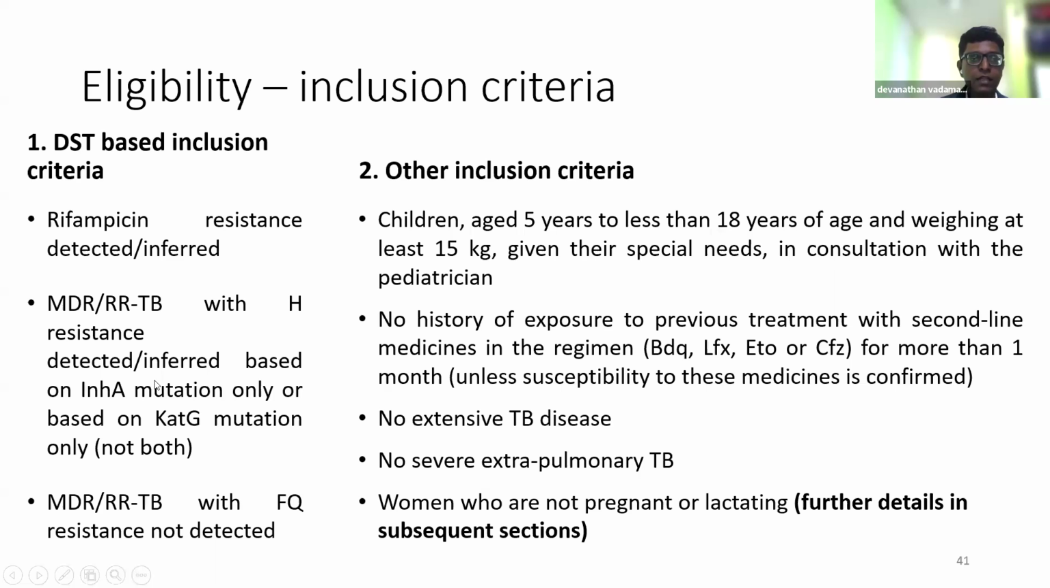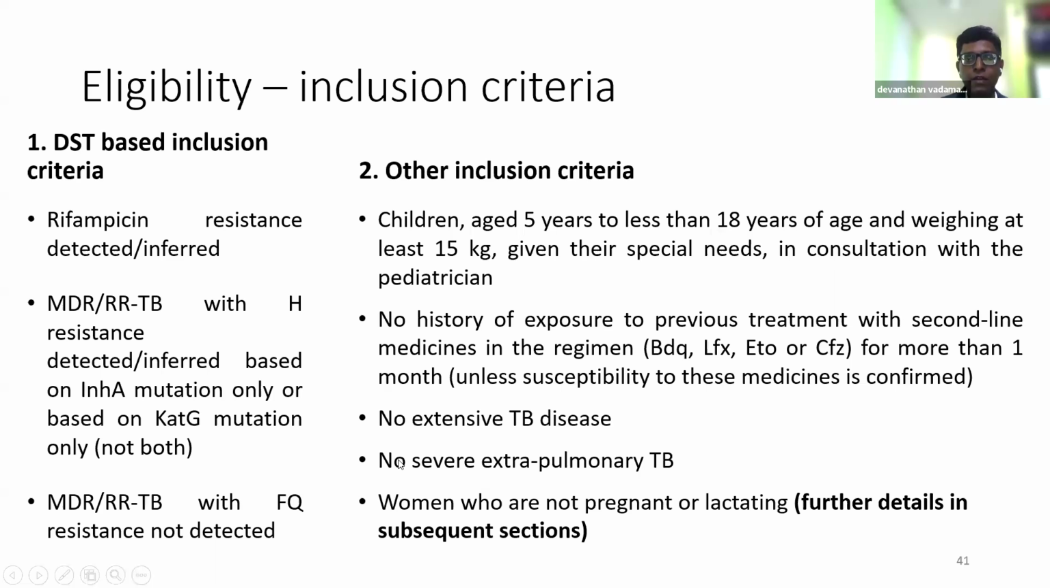Rifampicin should be resistant. For isoniazid, inhA and katG, either one gene can be resistant. If both inhA and katG are resistant, you cannot give it. If either one is resistant, you can give this regimen. With regards to isoniazid, rifampicin must be resistant. If one gene is resistant, you can give this regimen. If both genes are resistant, you cannot give this regimen. And if fluoroquinolone is resistant also, you cannot give this regimen. These are the inclusion criteria.